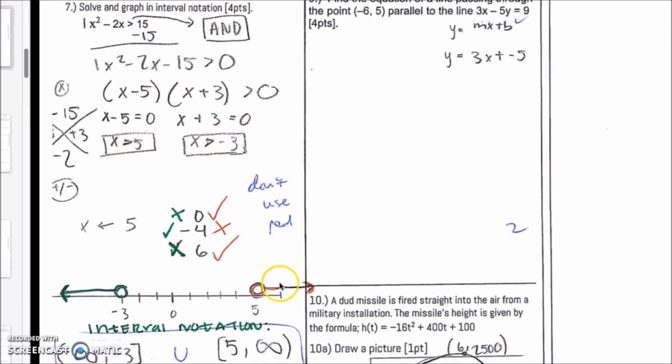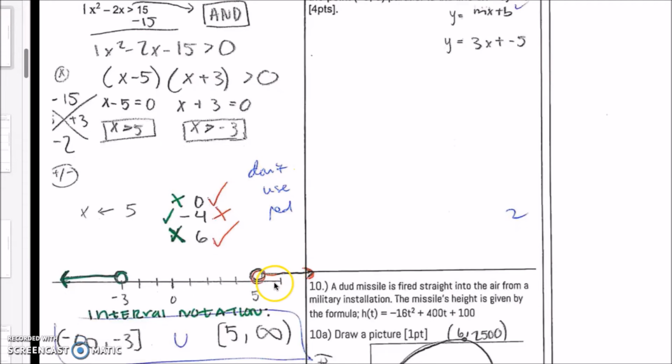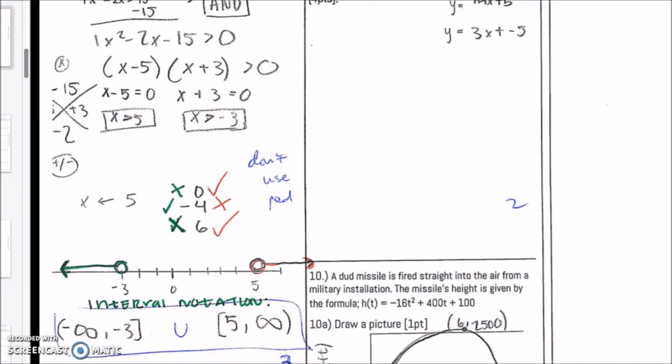I think they try to show us by greens and then reds. I told the student not to use red. And a couple of things. Open circle. That should be a parentheses. Parentheses not including the 5. We're joining these two, right? Union or. Give that problem a 3.